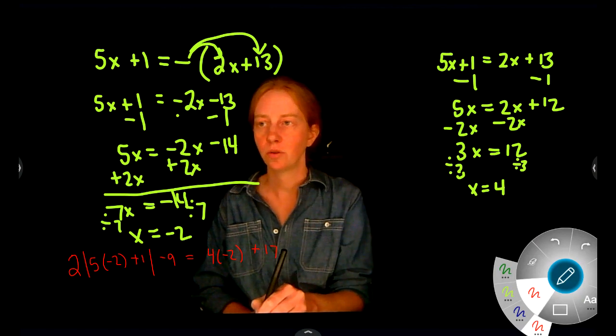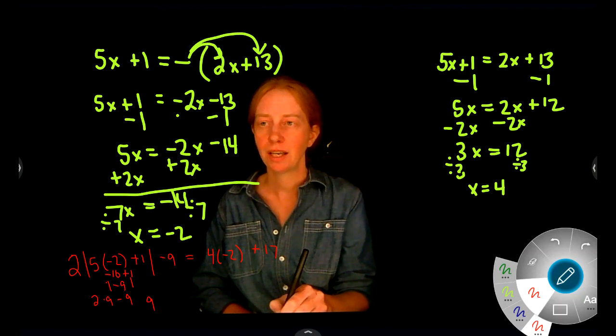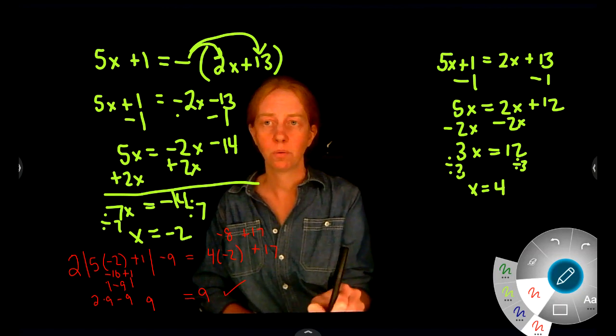Okay, so let's check this. So 5 times negative 2 is negative 10, plus 1 is negative 9. So absolute value bars make that positive. So 2 times 9 minus 9. So this is 18 minus 9. Okay, so over here we've got a 9. This is 4 times negative 2. This is negative 8 plus 17. This is also 9. Okay, so that one works.